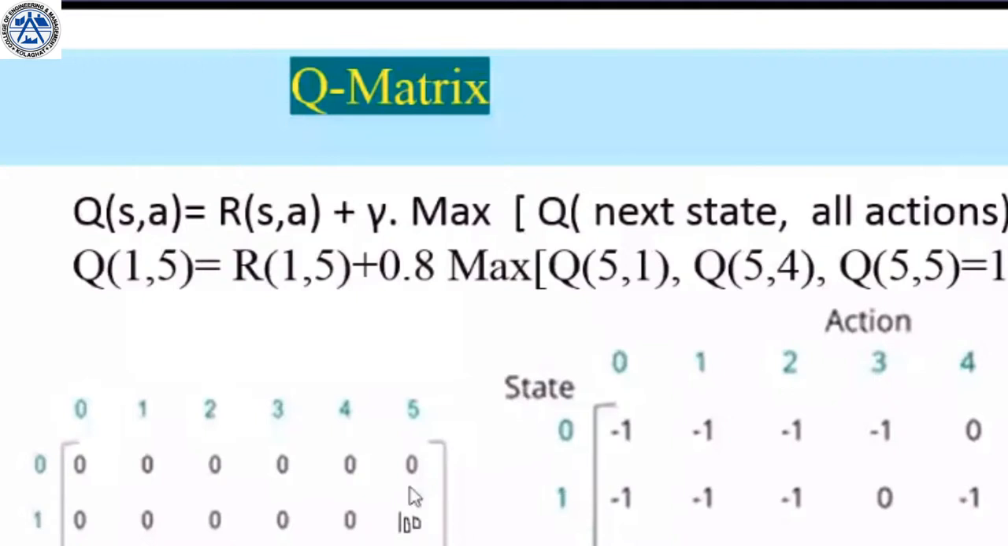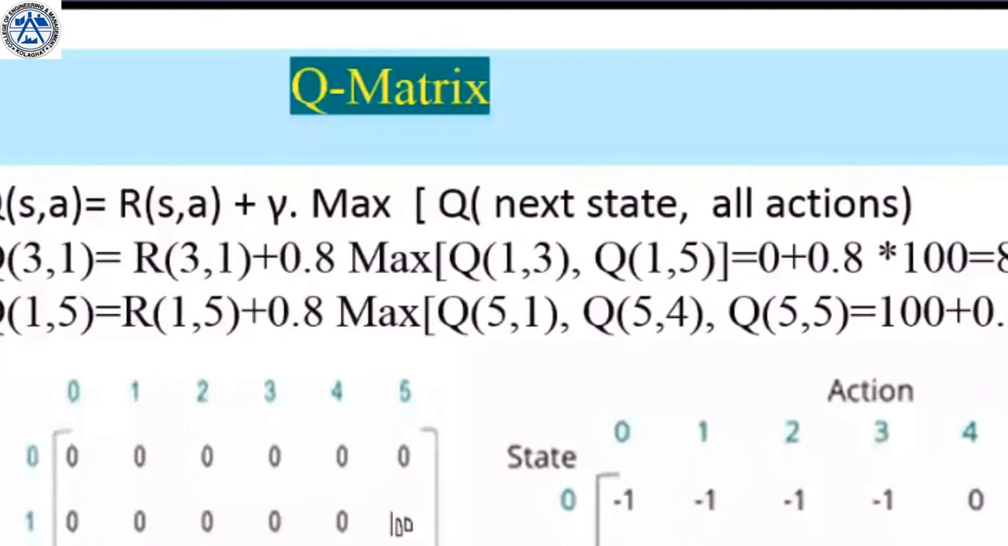Next, suppose you are somehow in room number 3. The initial state is 3 and the agent is exploring. You just see the R matrix. The R matrix says that from 3, all these values are negative, except that from 3 you can go to room number 1, room number 2, or room number 4. So the agent in room number 3 can go to 1, 2, or 4. Let's say he goes to room number 1.